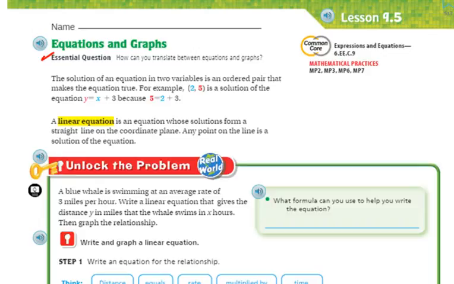And it's going to really be blending the skills that you've worked on up to this point. We are going to be writing equations. We are going to be filling out an XY table, finding ordered pairs, and then graphing.